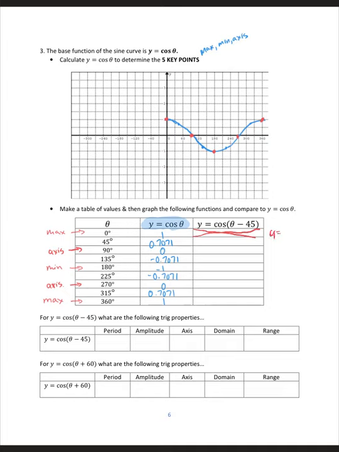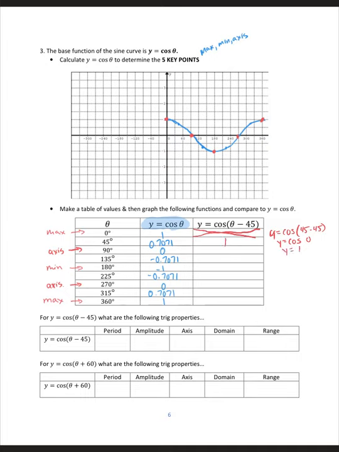So if we had y equals the cosine of theta, in this case our theta is 45, and then we're going to minus 45, then really what we're doing is we're finding y equals the cosine of 0. Well, we know what y equals the cosine of 0 is because we can look in our table of values for that. We know that the cosine of 0 is 1, so that's what's going to go here.